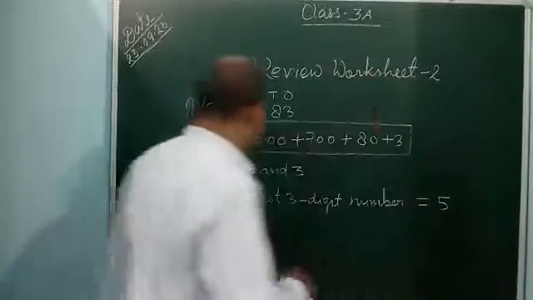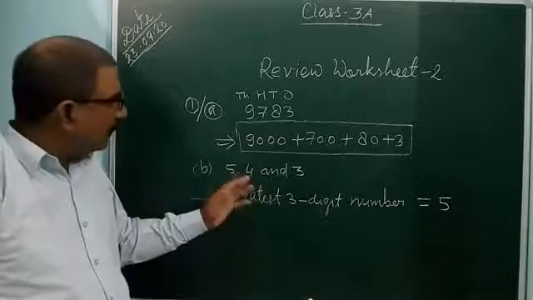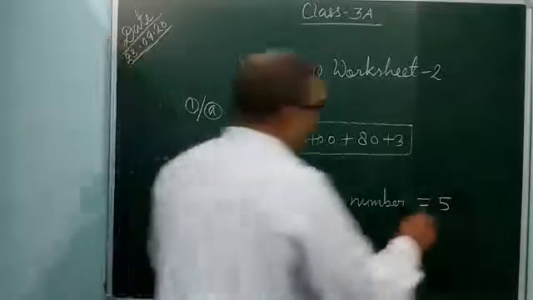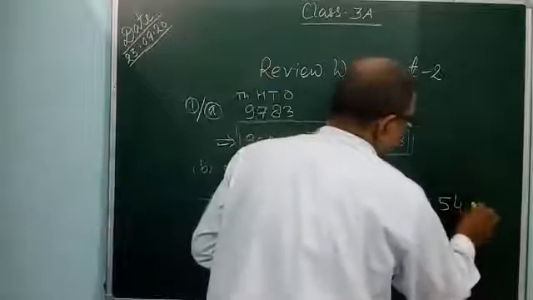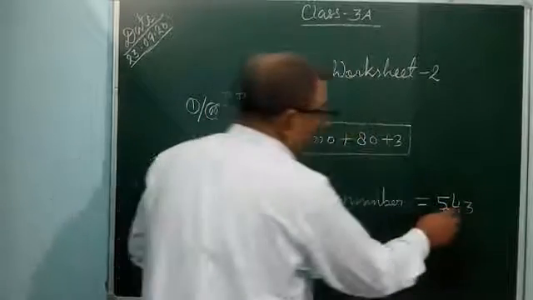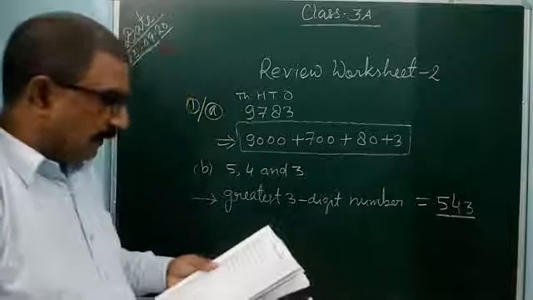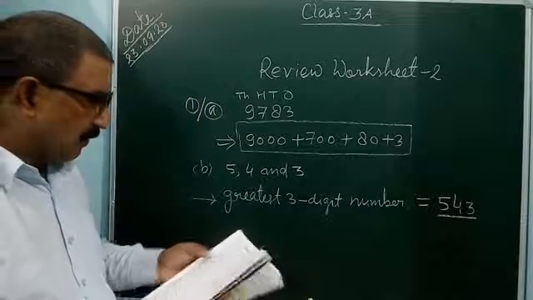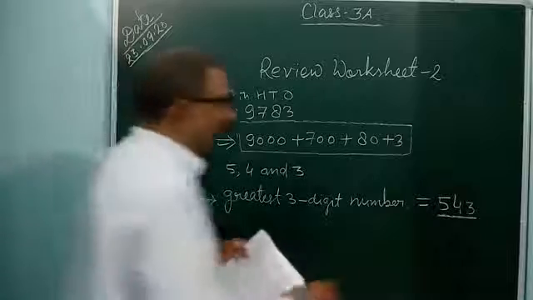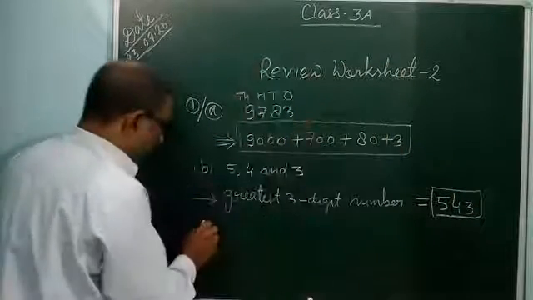After that, as less greater 4, and smallest 3. So 543 is the greatest number using 5, 4 and 3. In this way you can fill here 543.